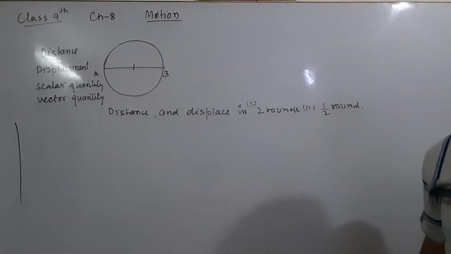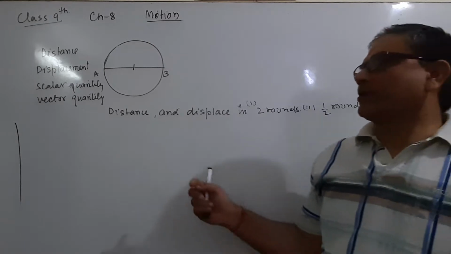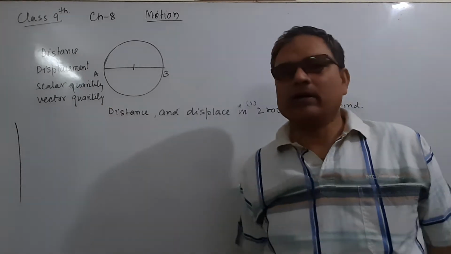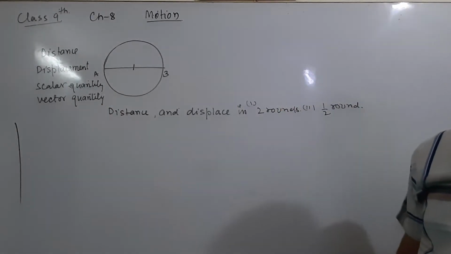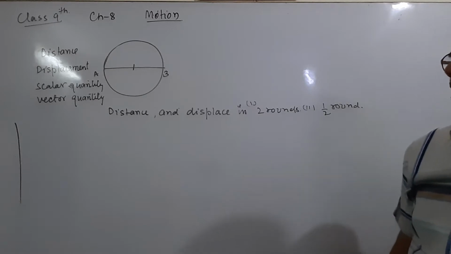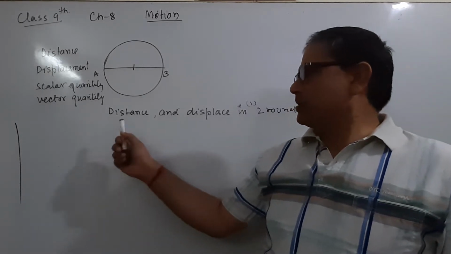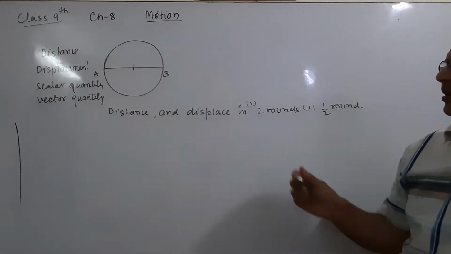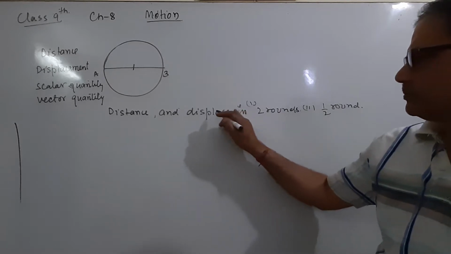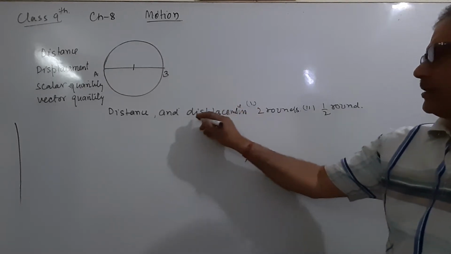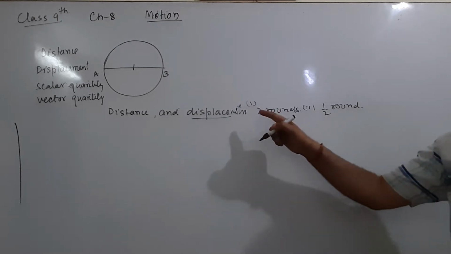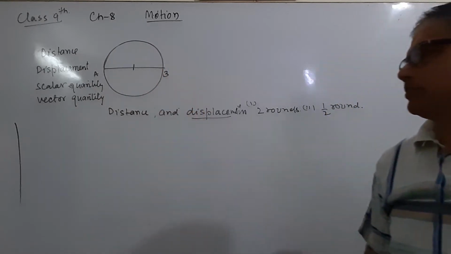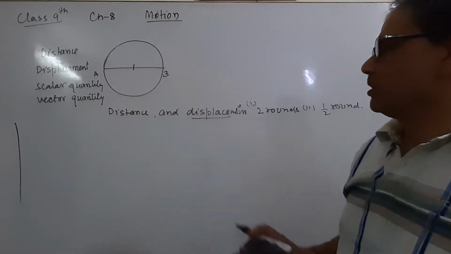Today we will start the chapter motion, and the topic we will cover is distance, displacement, scalar quantity and vector quantity. In the previous class I gave you a question: find out the distance and displacement covered by a person in 2 rounds or in half a round. What was your answer?